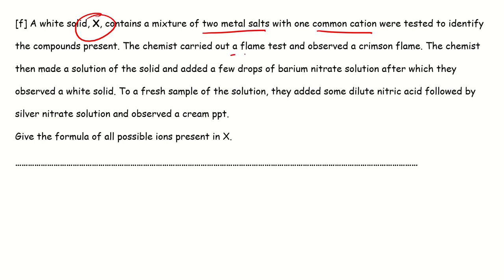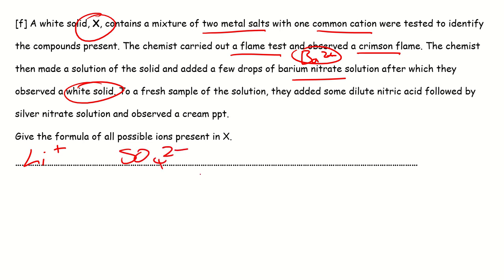So we did a flame test first, and we got a crimson flame, okay, so crimson flame. That's telling me I have a lithium ion in there. The chemist then made a solution of the solid, added a few drops of barium nitrate solution, so we're adding barium ions is the important part of that. We got a white solid. Barium ions with white solid are producing white solids with colourless solutions. Tell me I have sulfate ions in there.